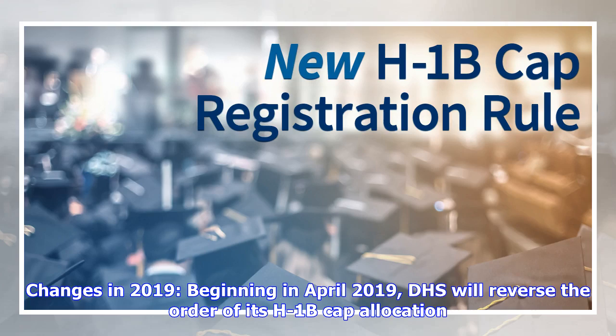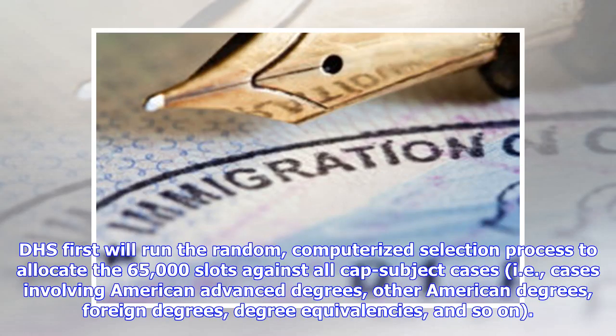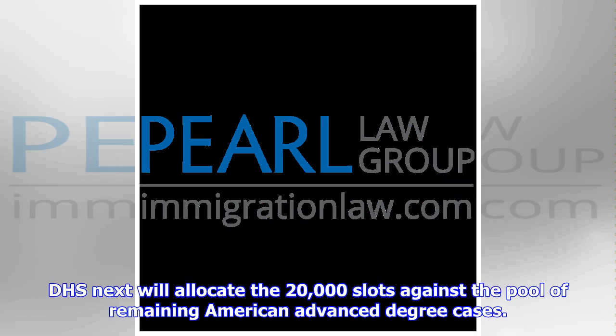Changes in 2019. Beginning in April 2019, DHS will reverse the order of its H-1B cap allocation. DHS first will run the random, computerized selection process to allocate the 65,000 slots against all cap subject cases, i.e., cases involving American advanced degrees, other American degrees, foreign degrees, degree equivalencies, and so on. DHS next will allocate the 20,000 slots against the pool of remaining American advanced degree cases.